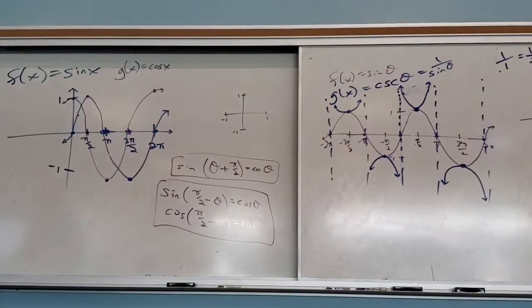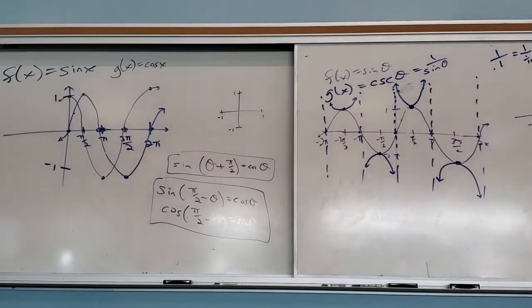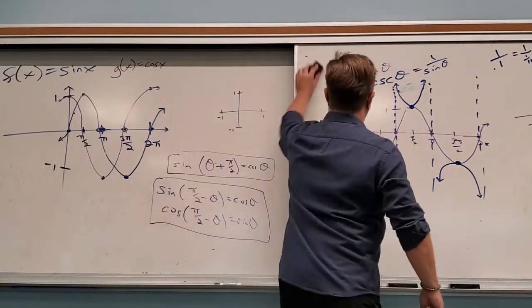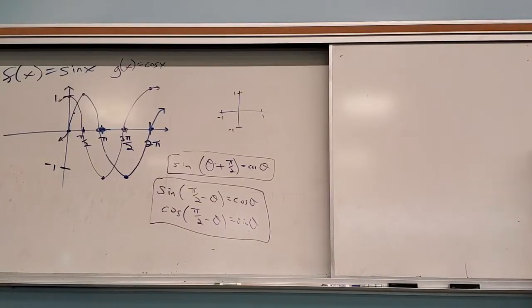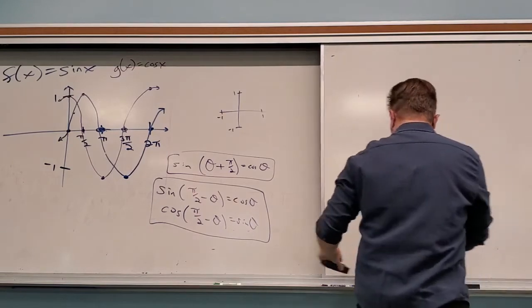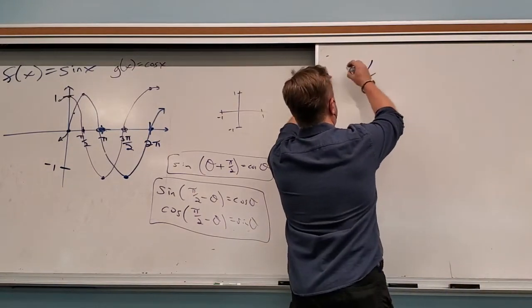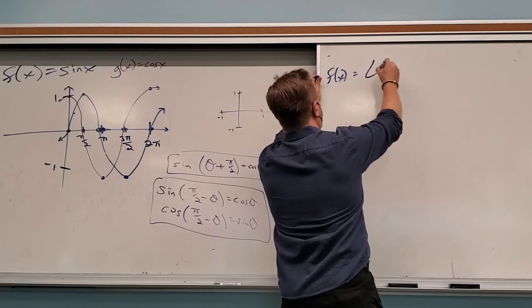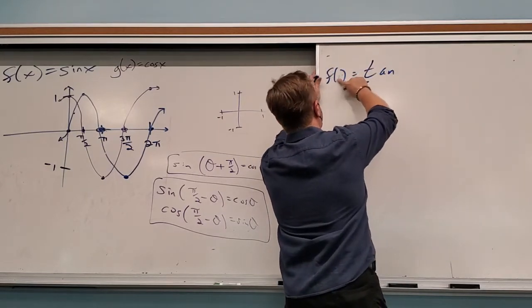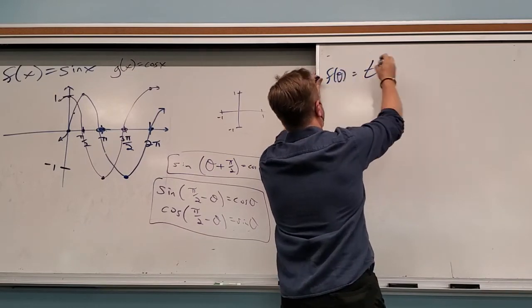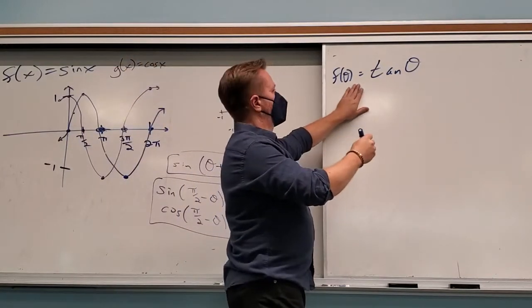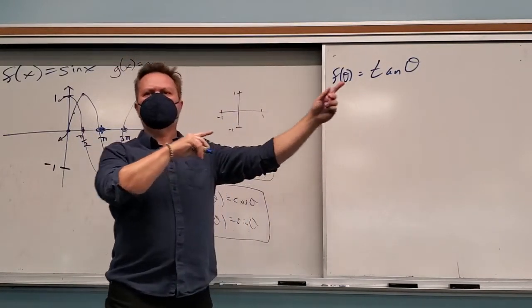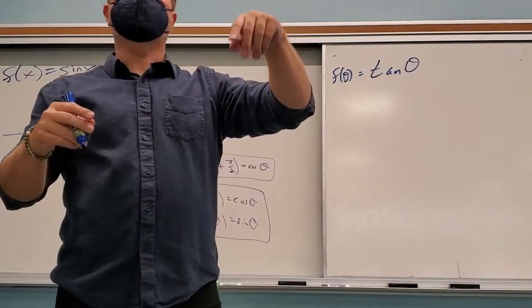Okay, let's do tangent real quick. Tangent's going to be relatively easy. So this is sine over cosine. Can somebody tell me where it's going to have, we just said it. Sine over cosine. Where is it going to have vertical asymptotes?